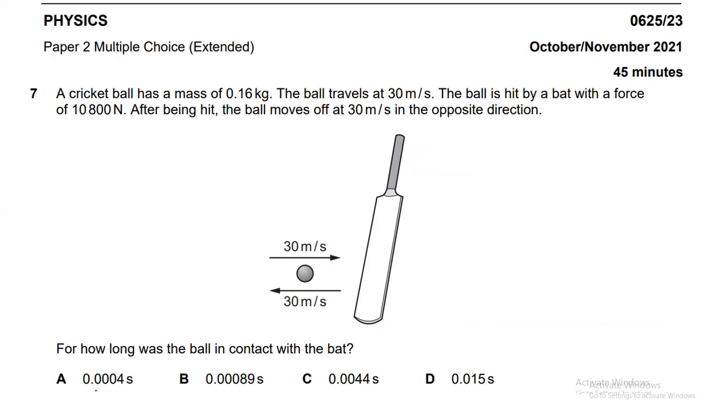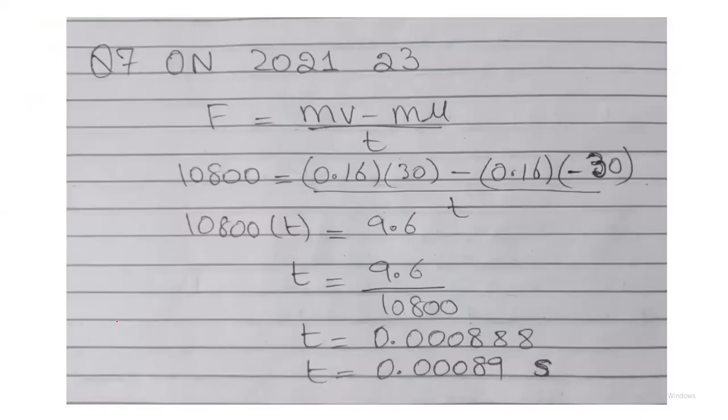So if this is positive, then this is negative. Okay. So for how long was the ball in contact with the bat? We have to tell the time. Okay. So F is equals to mv minus mu divided by t. So 10800 is equals to 0.16 into 30. That's the final velocity. Minus 0.16 into minus 30. And the whole thing divided by t.